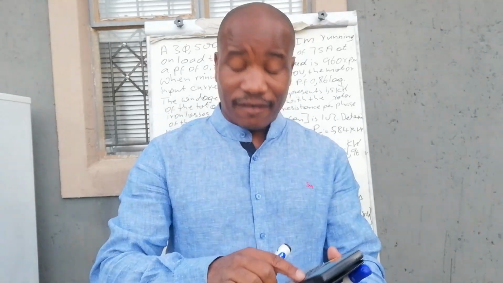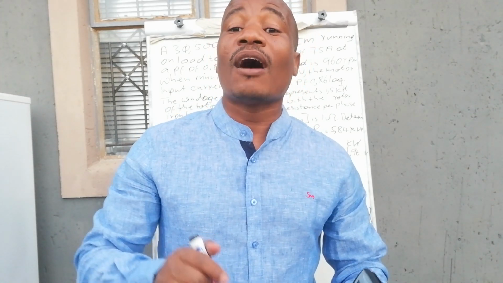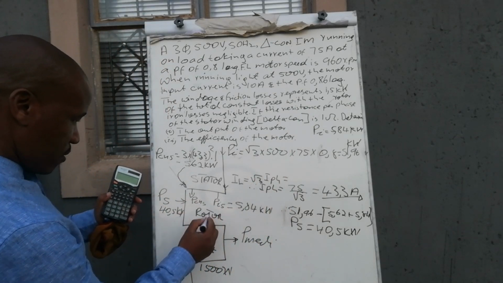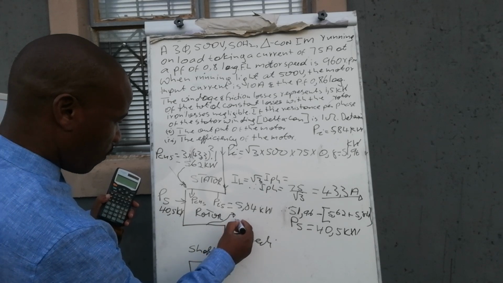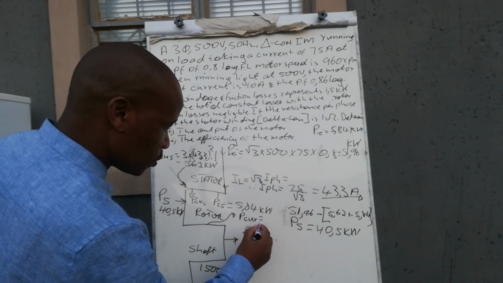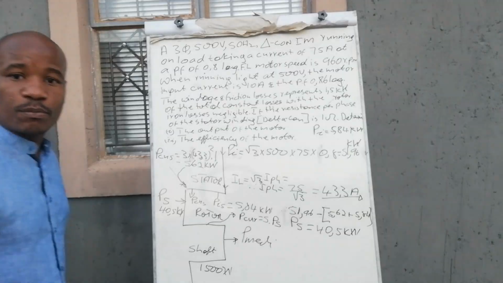Now, one other thing, very important. If the stator iron losses are not given, or the rotor iron losses are not given, they are always or most of the time negligible. That's a rule. If the rotor iron loss is negligible, therefore, here we are on the rotor. Therefore, the rotor copper losses is equal to the slip multiplied by the synchronous power.